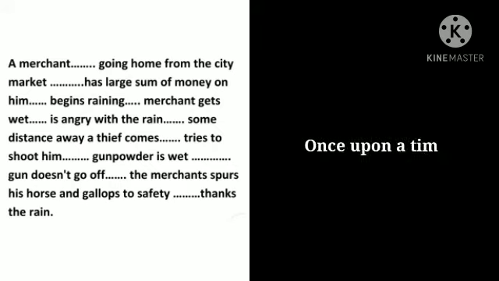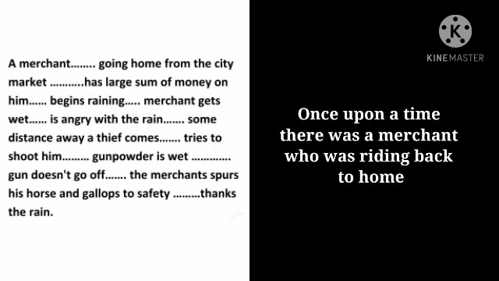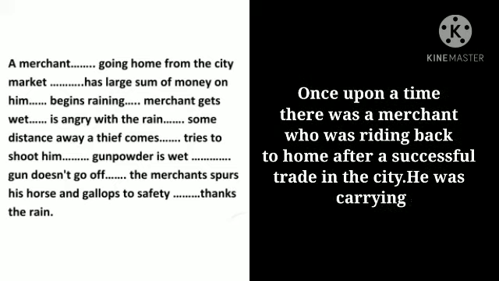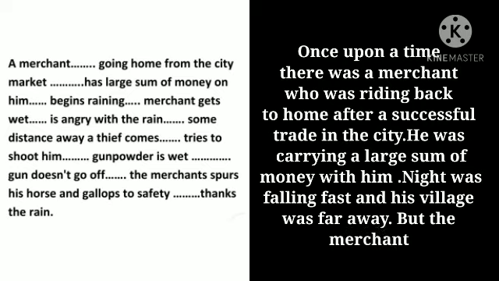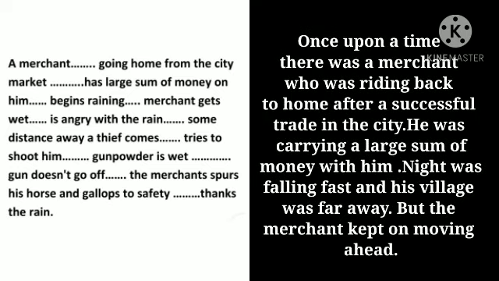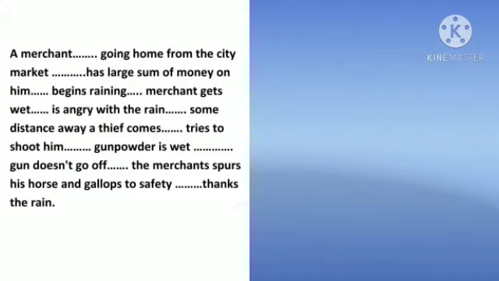Once upon a time, there was a merchant who was riding back home after a successful trade in the city. He was carrying a large sum of money with him. Night was falling fast and his village was far away. But the merchant kept on moving ahead. Then, if you read your outline, it's mentioned that it begins raining, merchant gets wet, is angry with the rain. So here you can form your second paragraph.